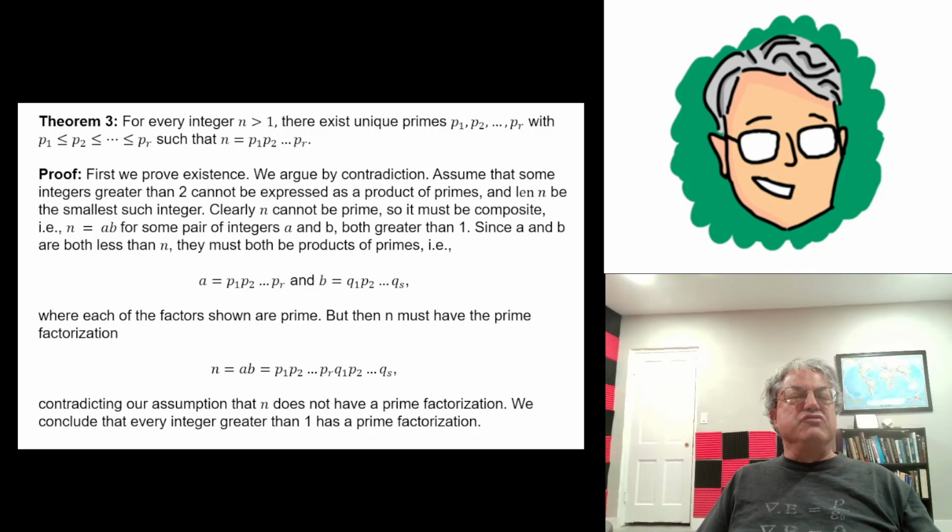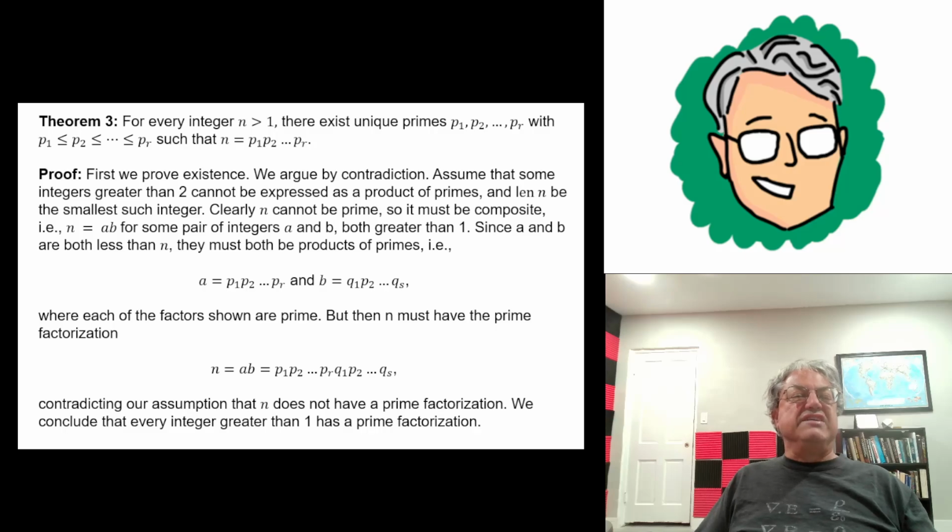So now we're going to assume there is an integer n that we cannot write as a product of prime factors. And we might as well let n be the smallest such integer. Because if such an integer exists, there has to be a smallest one, right? So if we let n be the smallest one, there's some integer n as the smallest such integer, such that we can't write it as a product of primes.